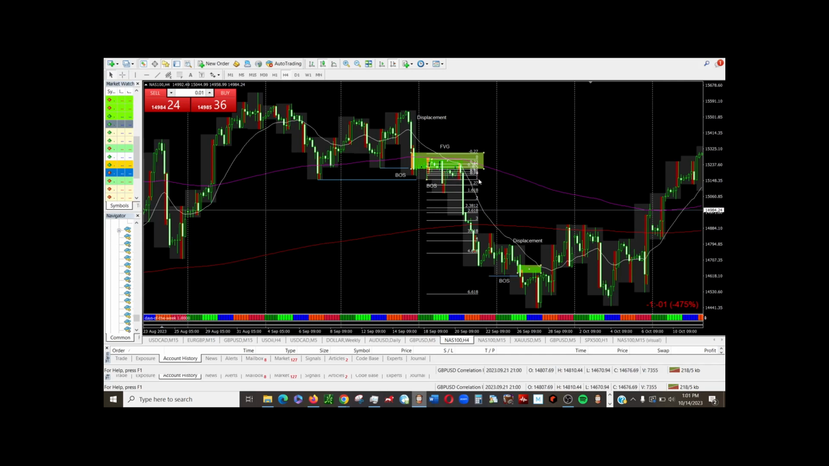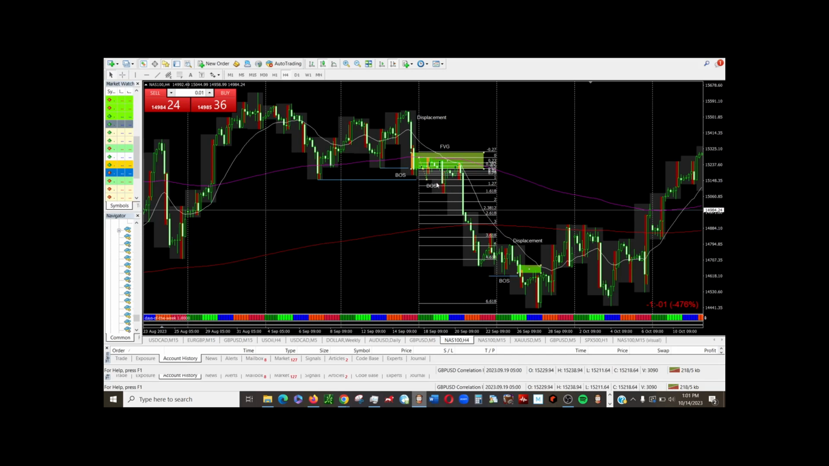We can see that price actually went right next to the 1.27 Fibonacci extension. That gives you a clue to know the price will continue.